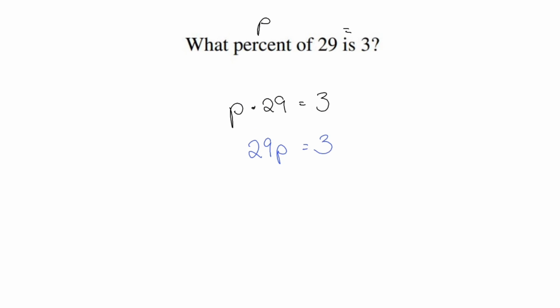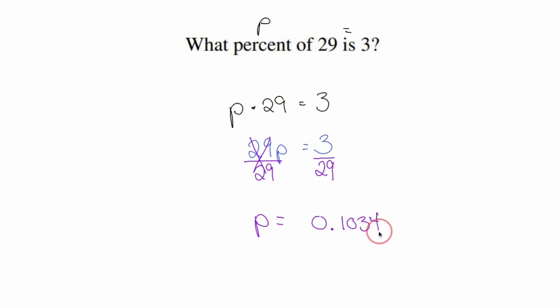And what we have ourselves is a one-step equation. Solve that one-step equation by dividing both sides by 29. Now, what's going to happen here is you're going to get yourself a pretty gross decimal, so let me write out a bunch of decimal points for it. So according to Siri on the old phone, I get 0.1034.